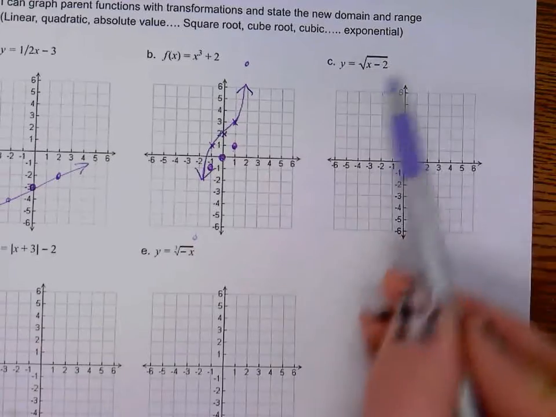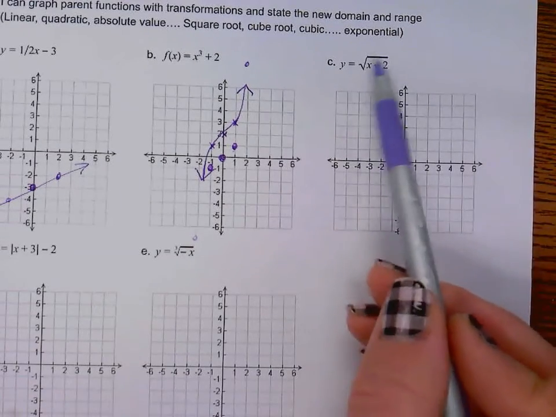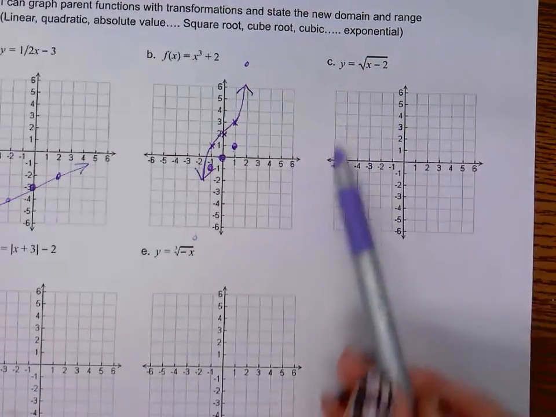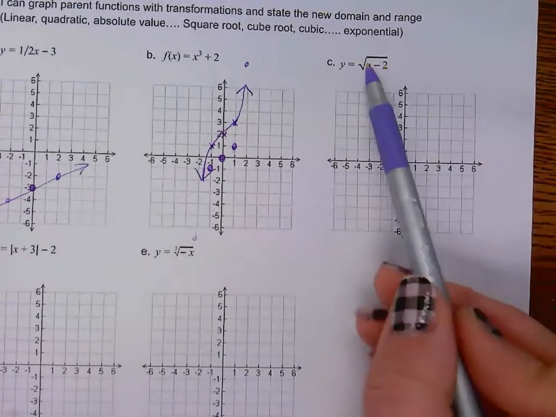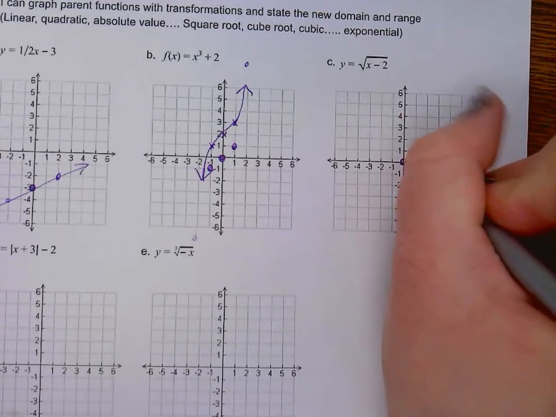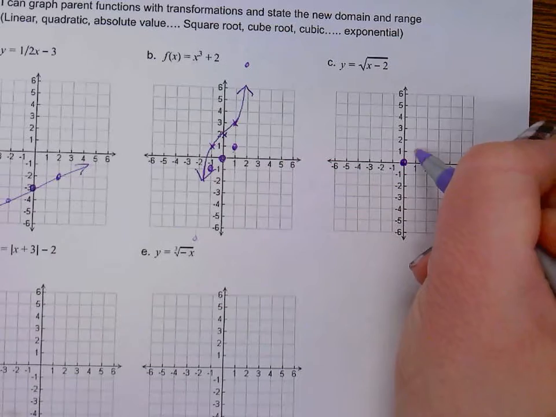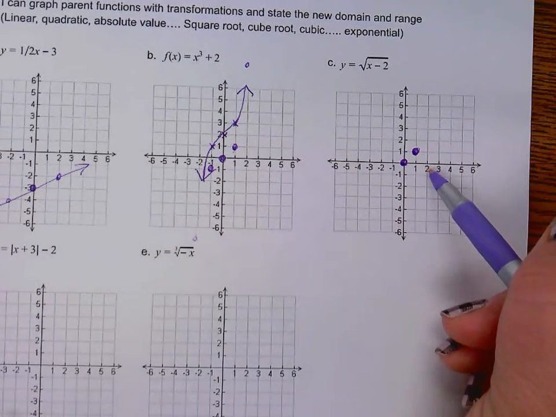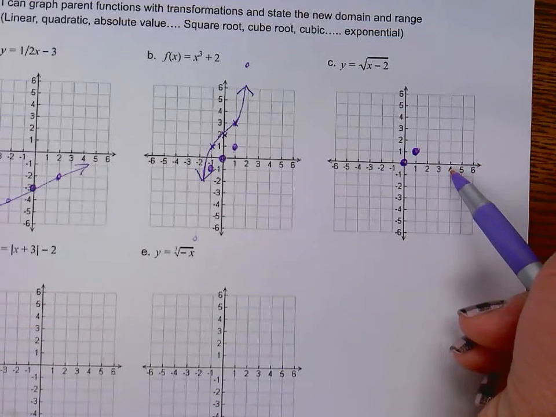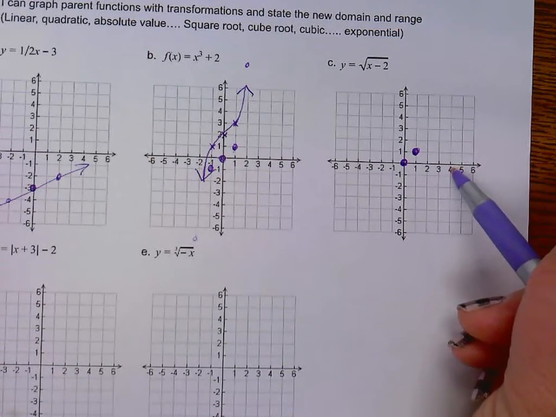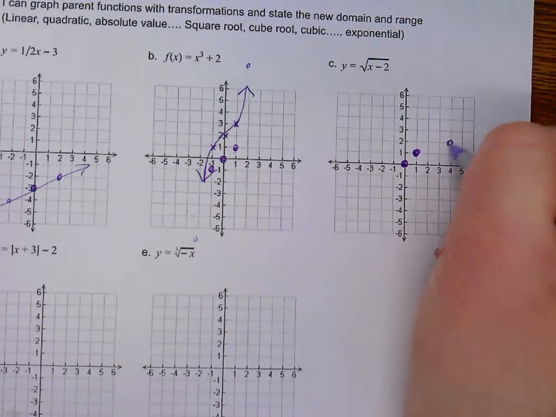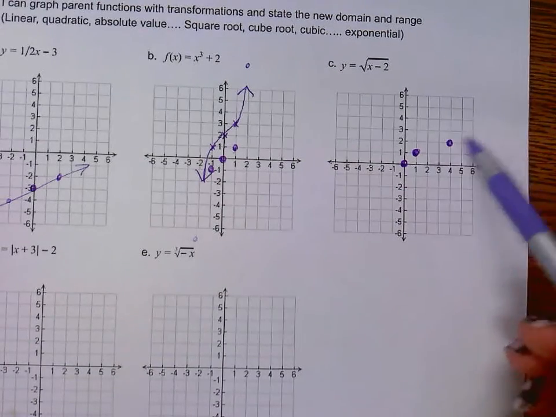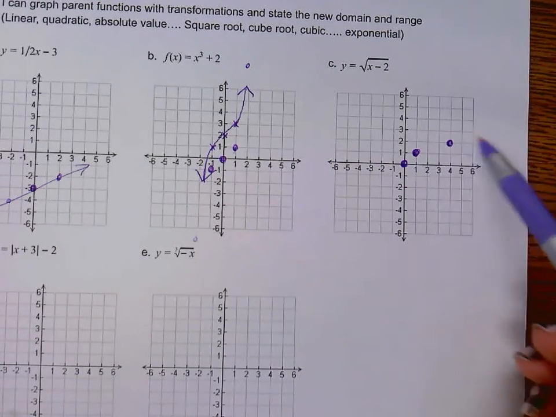The parent function square root graph, I can't take the square root of a negative number, so there's no graph over here. I can take the square root of 0, 0. I can take the square root of 1, 1. I can take the square root of 2, but I get like 1.4. Square root of 3 is about 1.7. So my next perfect square is 4. The square root of 4 is 2. So your parent function looks like that. It's like half a parabola.